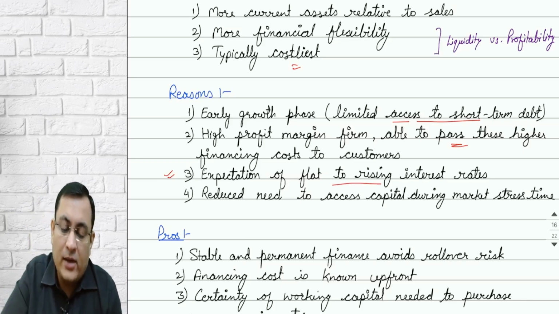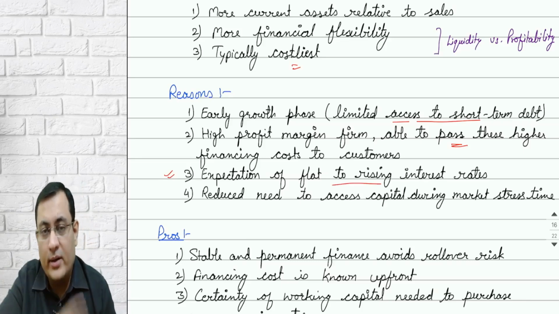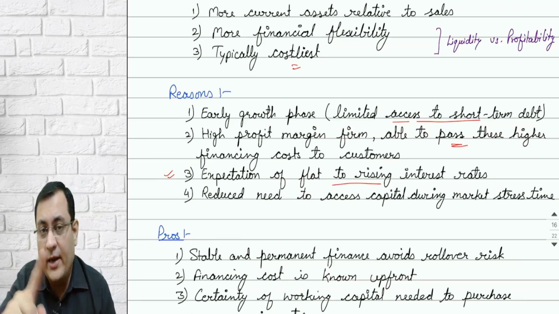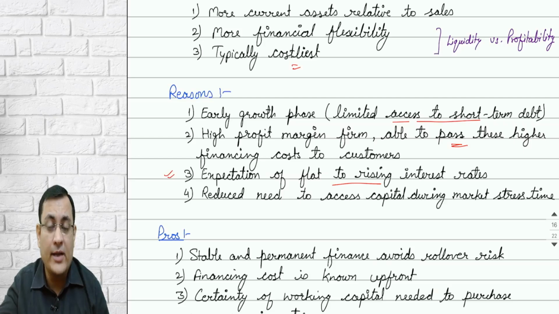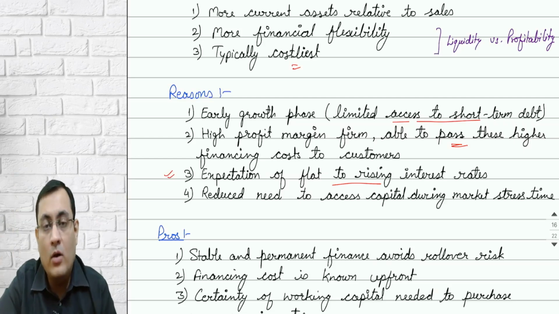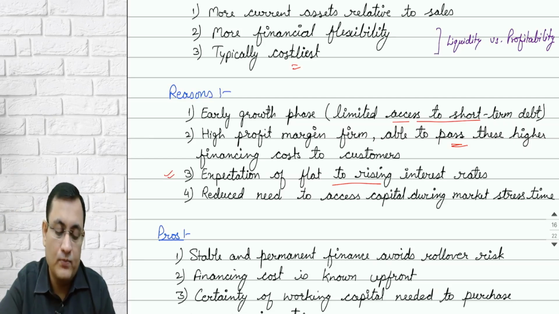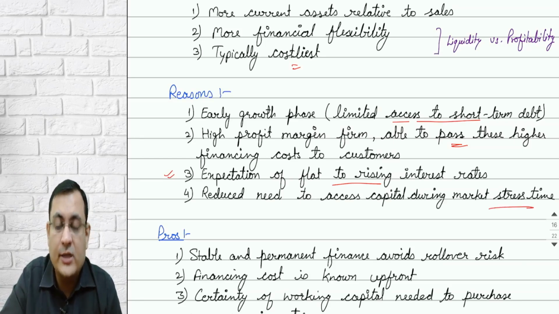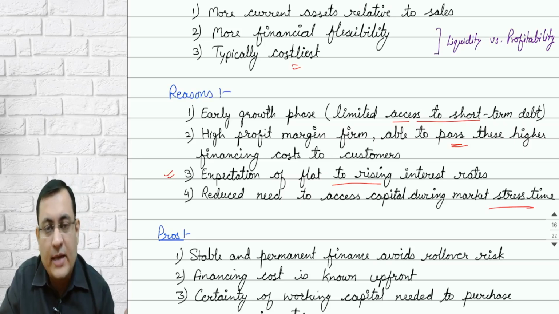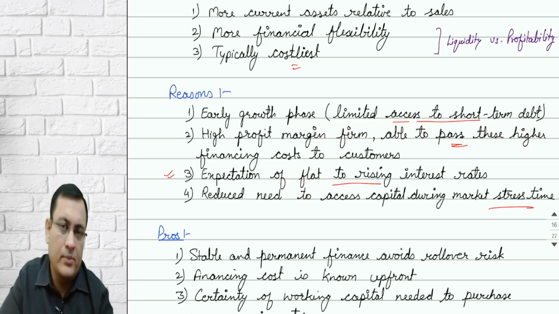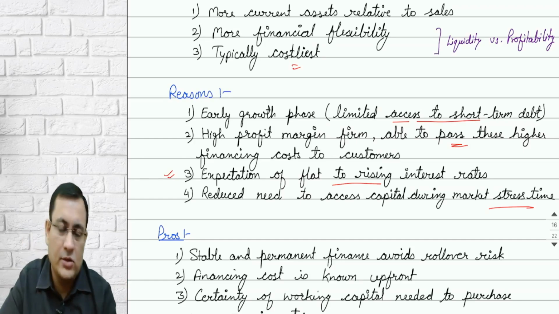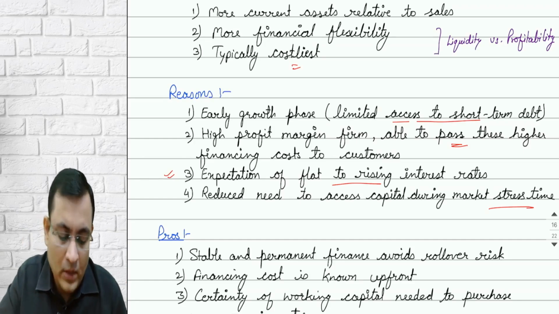So in case of flat to rising interest rate, a very important characteristic is that if we are expecting that in future rates will rise, it's better to raise finance today on a long term basis at a lower cost. And it reduces the need to access capital during market stress periods, because we have already raised finance for a long term period. We need not go for raising finance even in the stress situation. We are already having excess finance.